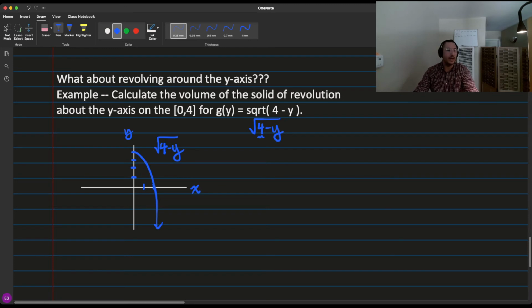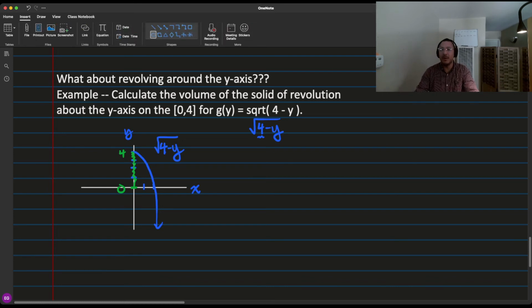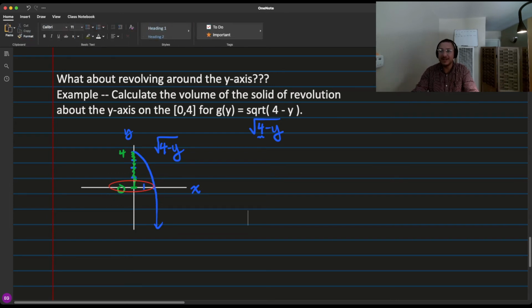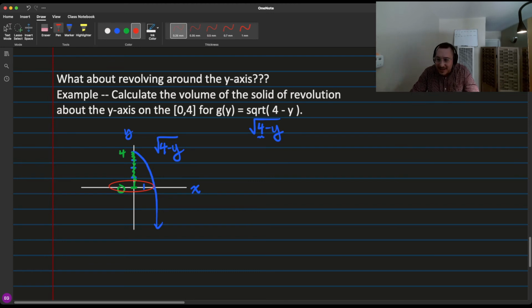Okay, so you get square root of 4 minus y. Now we're only interested in revolving it from 0 to 4, so this is the stuff that we're revolving. When you revolve this around the y-axis, you're going to get something more like that. Again, this sort of gumdrop shape. I know I'm not really doing justice to it, but good enough, right? Hopefully you can see that as you revolve around the y-axis, you get that.